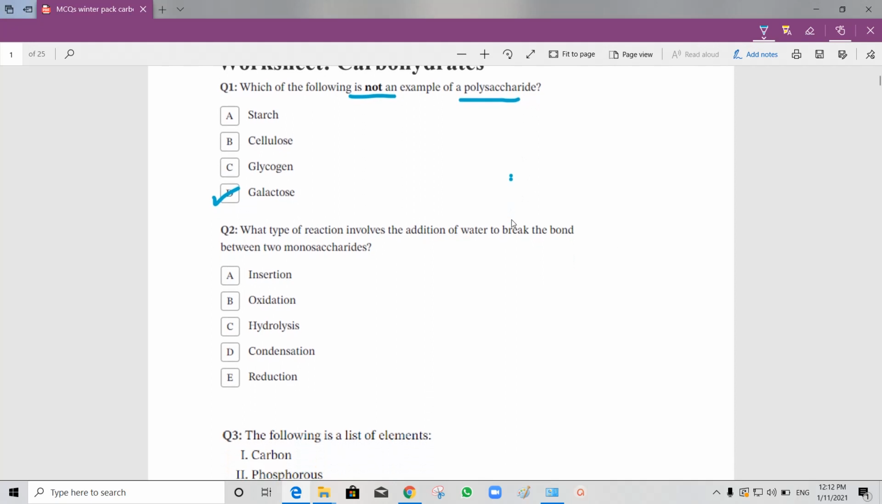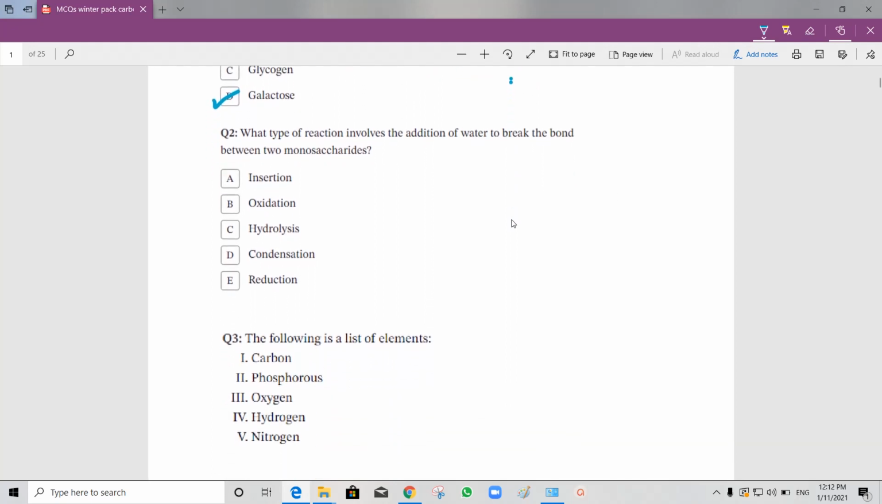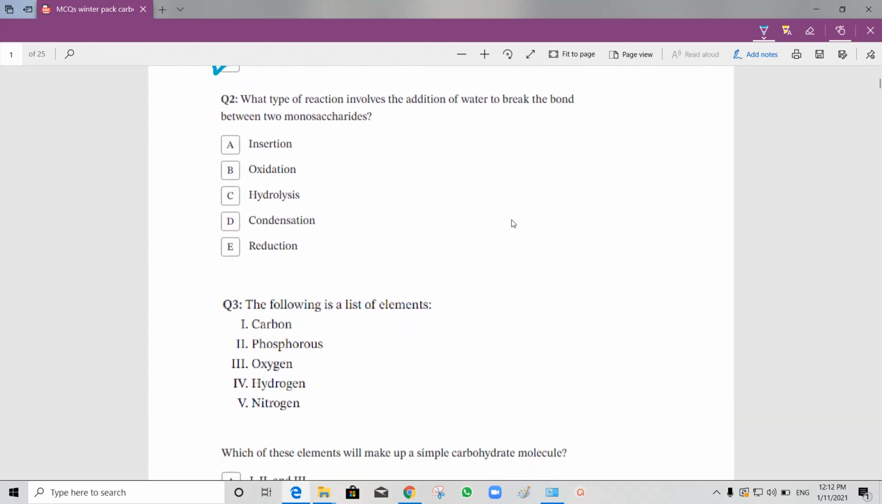Here, what type of reaction involves the addition of water to break the bond between two monosaccharides? Here, when he asks you about addition of water to break the bond between monosaccharides, and producing monosaccharides, so this one will be C.